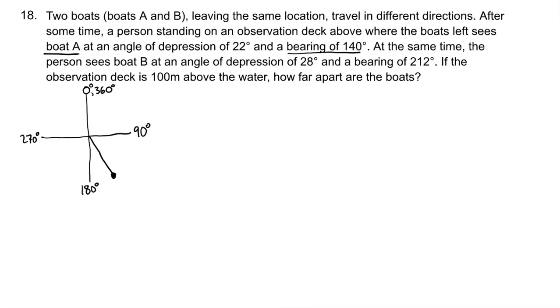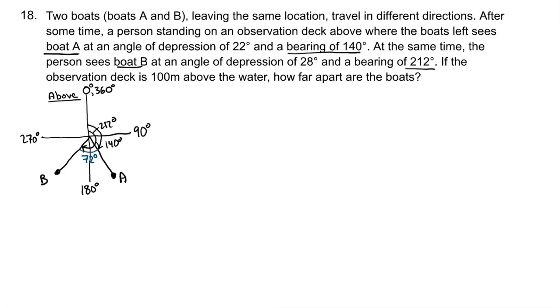So if we're looking at from above, then what we're going to see is boat A right in here with a bearing of 140. And then boat B is at a bearing of 212 degrees. So that's going to be somewhere in here. So boat B is at a bearing of that. And so 212 degrees is all the way around here. And so if that's 212 degrees all the way around there, then what that means is that the angle right in here is going to be the difference between those 2 angles. So the angle right in there is going to be 212 minus 140, which is going to be 72 degrees. So that's the first thing to get right.